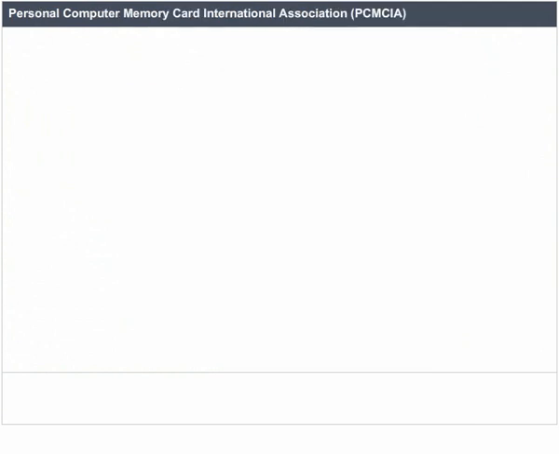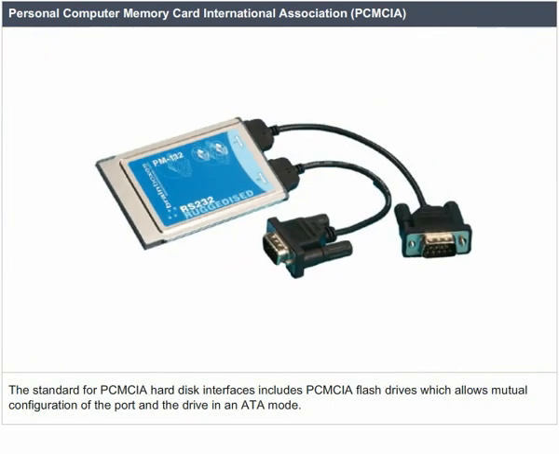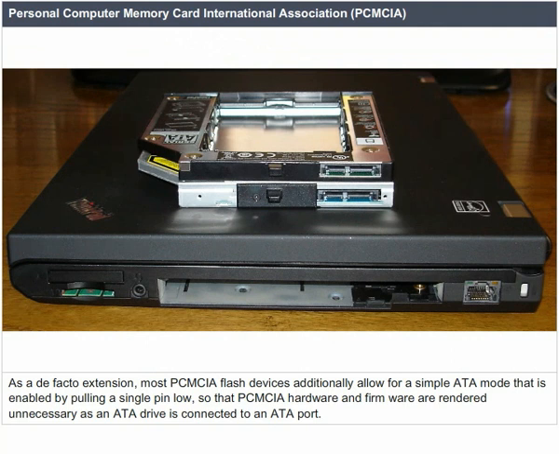Personal Computer Memory Card International Association, PCMCIA. The PCMCIA specification can be seen as a superset of ATA. The standard for PCMCIA hard disk interfaces includes PCMCIA flash drives, which allows mutual configuration of the port and drive in an ATA mode. As a de facto extension, most PCMCIA flash devices additionally allow for a simple ATA mode that is enabled by pulling a single pin low, so that PCMCIA hardware and firmware are rendered unnecessary as an ATA drive is connected to an ATA port.